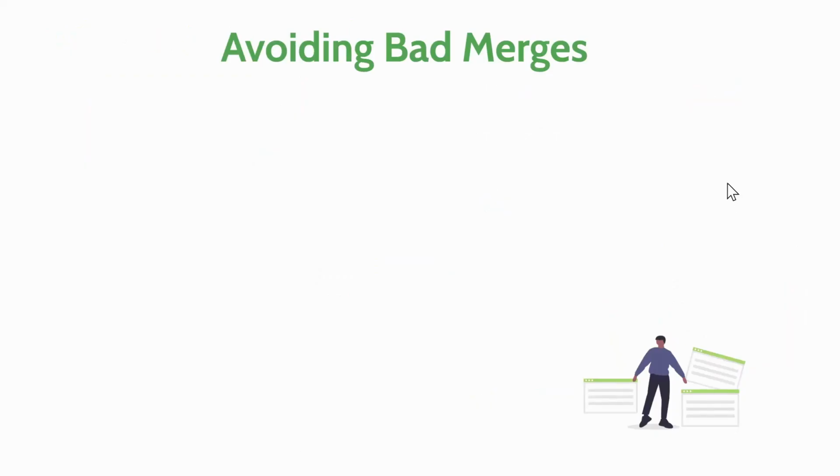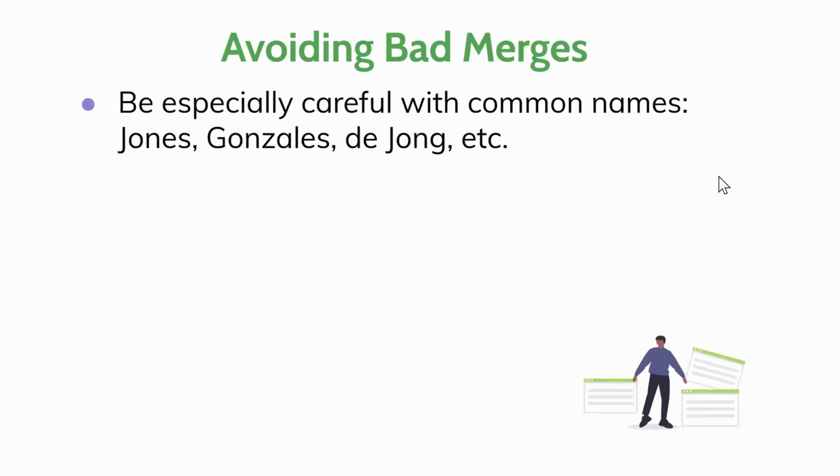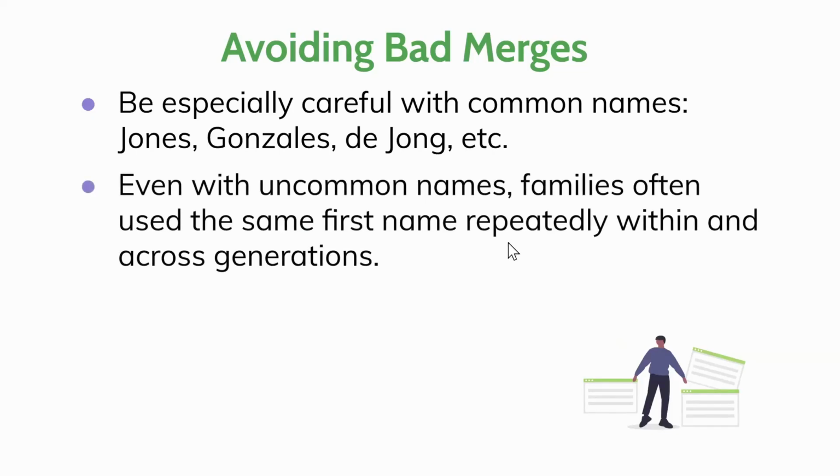Finally, these tips for avoiding bad merges. Be especially careful with common names. Every culture has them. In England or Ireland or Scotland, Jones, Gonzalez in Hispanic countries, de Jong in Germanic countries, the Netherlands, Belgium, Germany, and so forth. Every country is going to have their Smiths, right? So we want to always be careful with those common names.